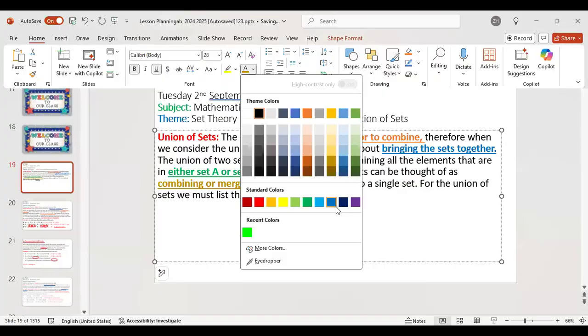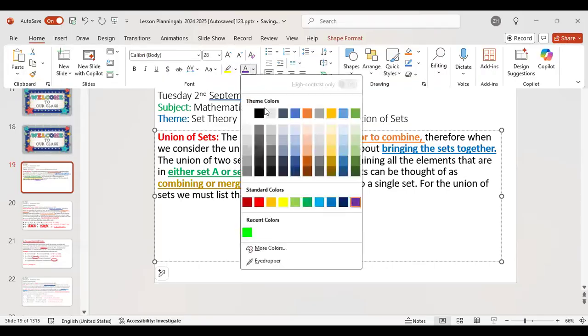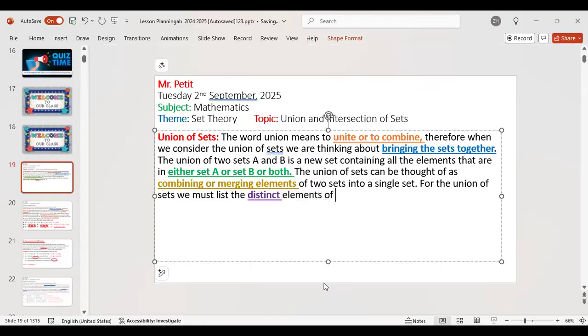Exact, not exact. No, not exact. Distinct. We must list the distinct elements of... Distinct is very similar to the word unique. And you all know what unique means, right? Okay. So distinct basically means one of a kind. So basically it means no repeats. That's what it basically means. So we must list the distinct elements of both sets.